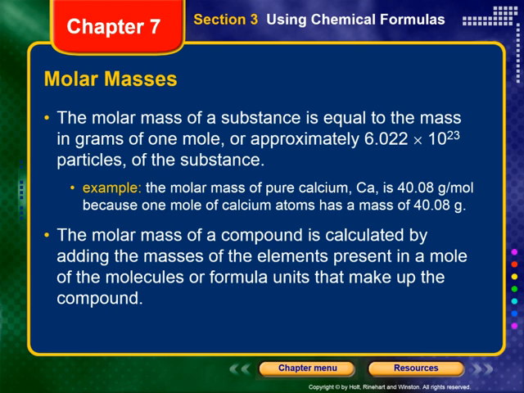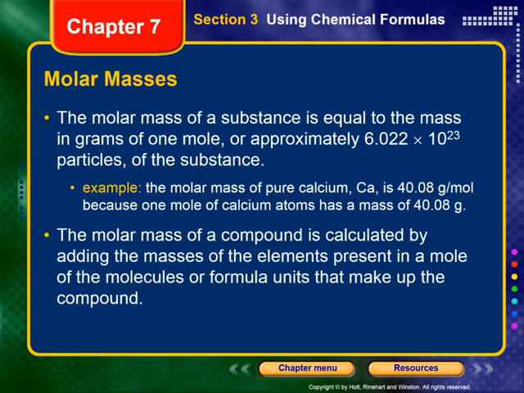It's equal to the mass in grams of 1 mole, or approximately 6.022 times 10 to the 23rd particles of a substance. For example, the molar mass of pure calcium, meaning nothing but calcium, is 40.08 grams per mole, because 1 mole of calcium atoms has a mass of 40.08 grams. And so we say 40.08 grams per mole, as in per 1 mole.